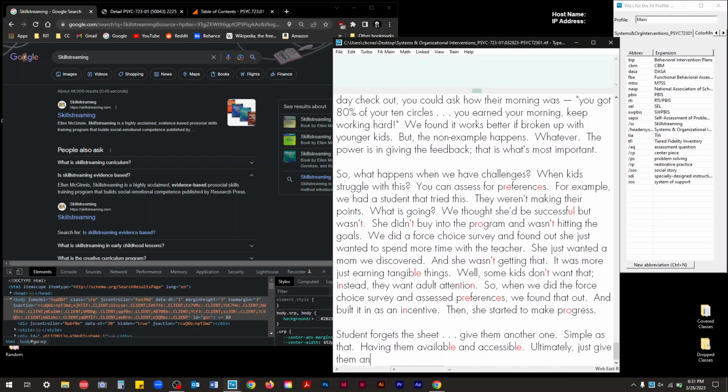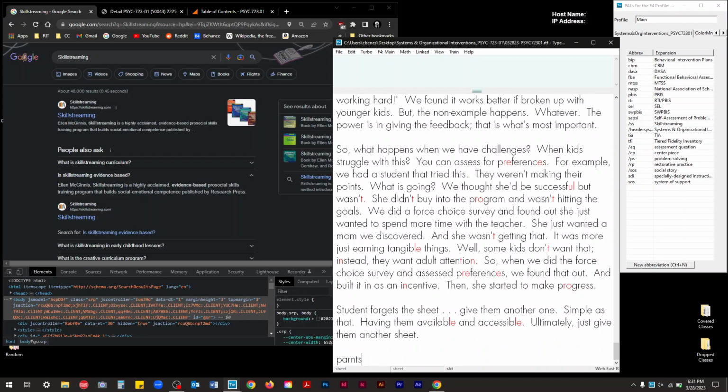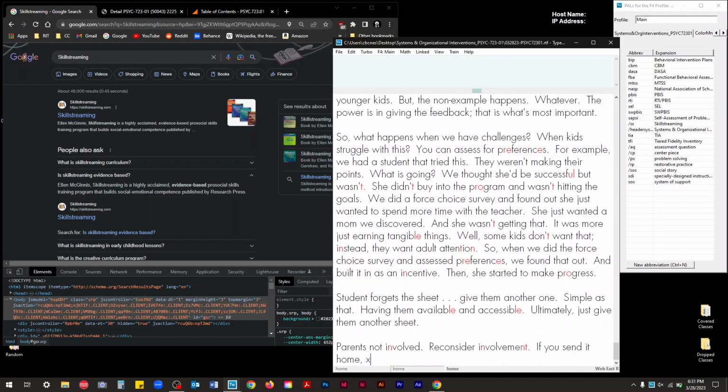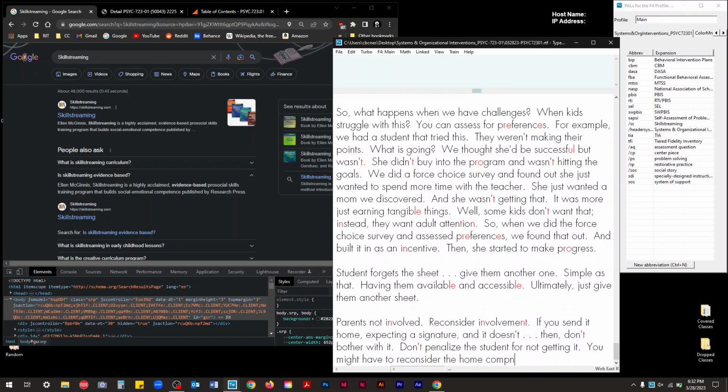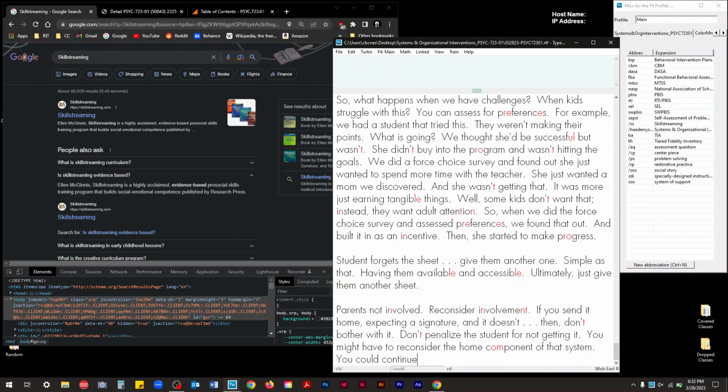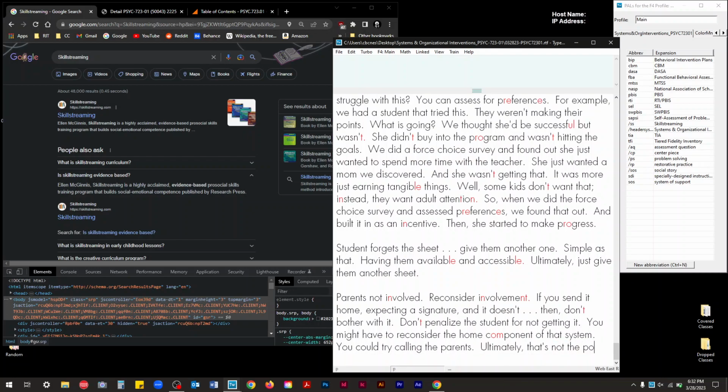Parents are uninvolved. Reconsider involvement. Right? If you're going to send it home and ask for it to come back with a signature, and it doesn't, then don't bother with it. Certainly don't penalize the student for not getting their parent's signature. But you might have to reconsider that entire parent home component of the system. You can call the parents and continue to support, trying it, but ultimately, that's not the power in the intervention. That home connection is not what makes this intervention work. So you might just have to get rid of that whole piece.